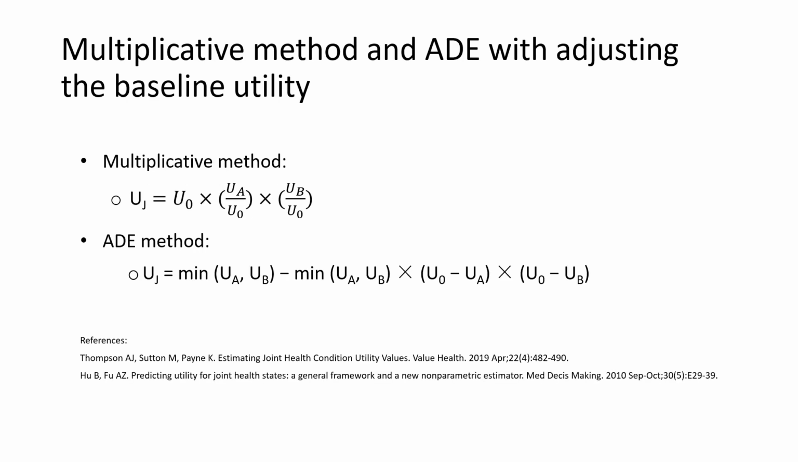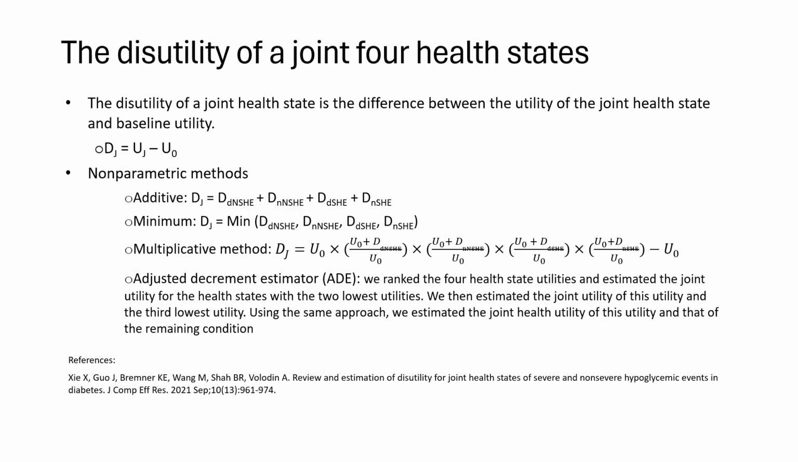This slide presents the formulae of multiplicative method and adjusted decrement estimator for two health conditions, with adjusting the baseline utility. This slide presents the formulae for estimating the joint disutility for four health conditions, with an adjustment of baseline utility. The appendix of the reference article details the application of these formulae for hypoglycemic events examples.